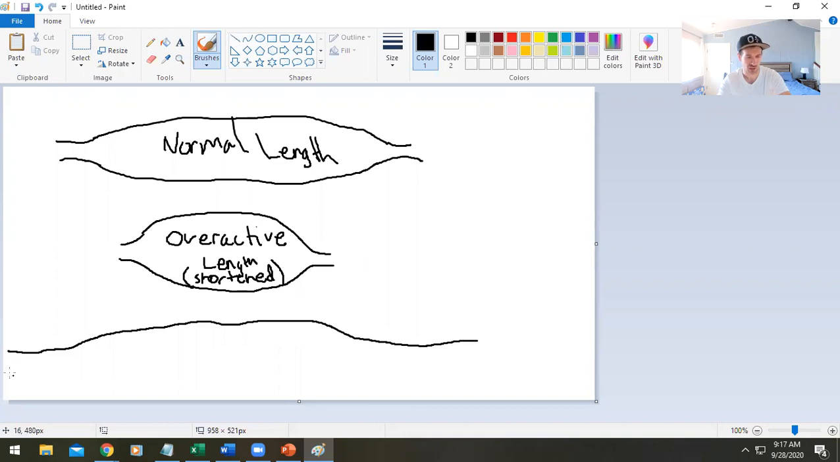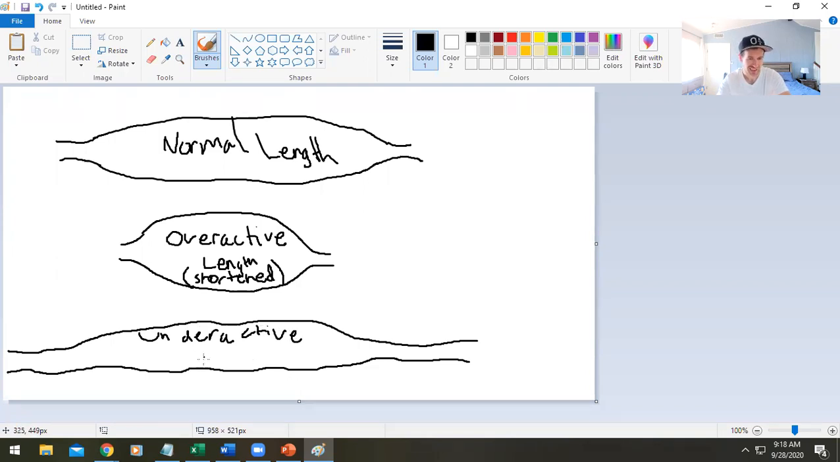Way longer on the other side. And you'll notice it is kind of a thin muscle, right? And so this is an underactive muscle. Oh my God, writing is so hard. So that's an underactive length. Right, this one was shortened, so this one is lengthened.